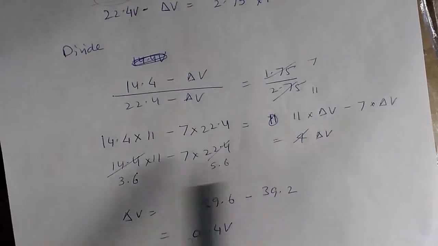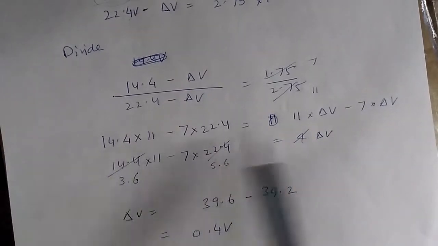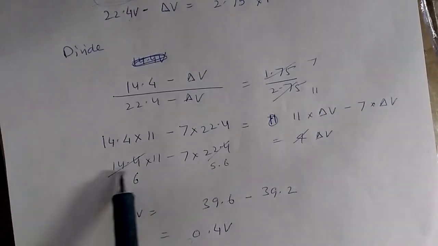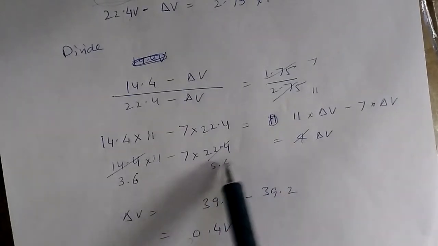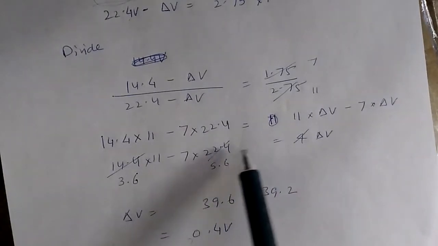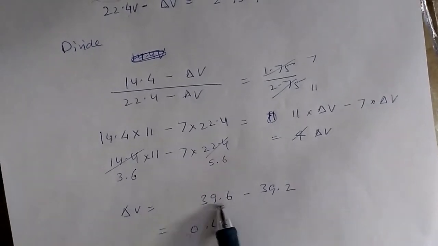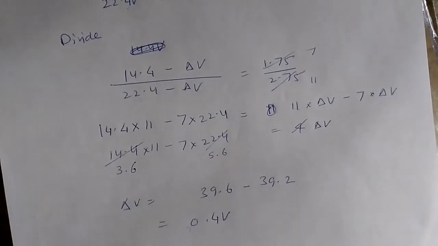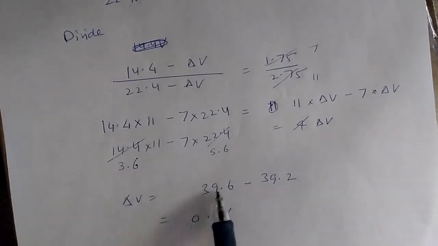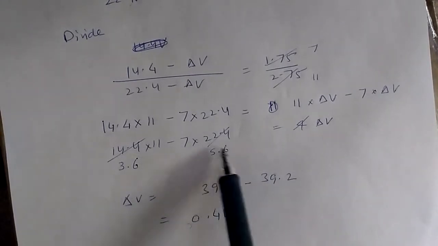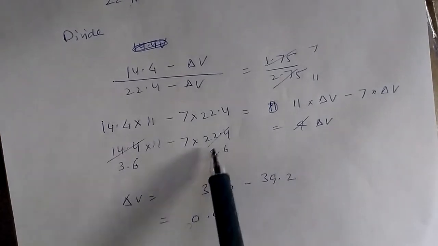Now from this we can divide 14.4 and 22.4 by 4. 14.4 divided by 4 is 3.6, and 22.4 divided by 4 is 5.6. 11 into 3.6 is 39.6. That is a simple way to multiply by 11. You write this 6, then add these two, 6 plus 3, 9, and then this term. 7 into 5.6 is 39.2.